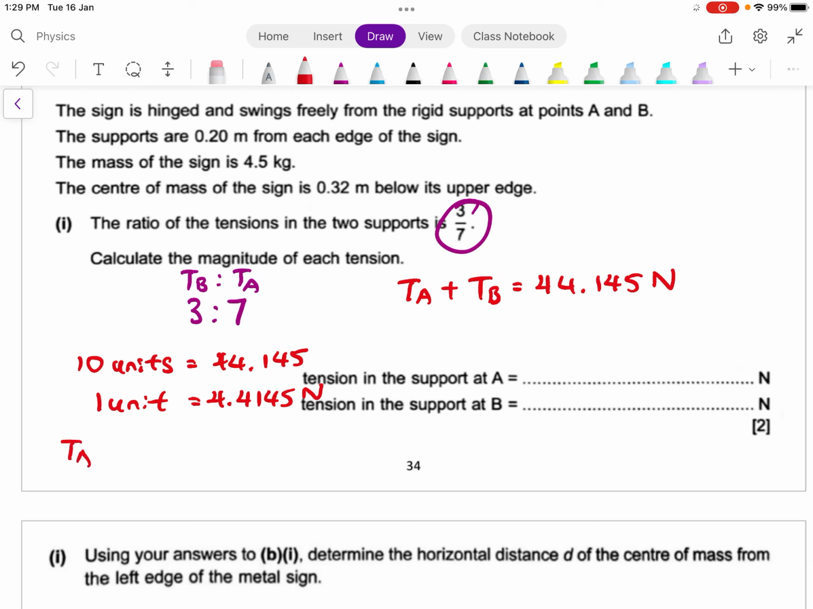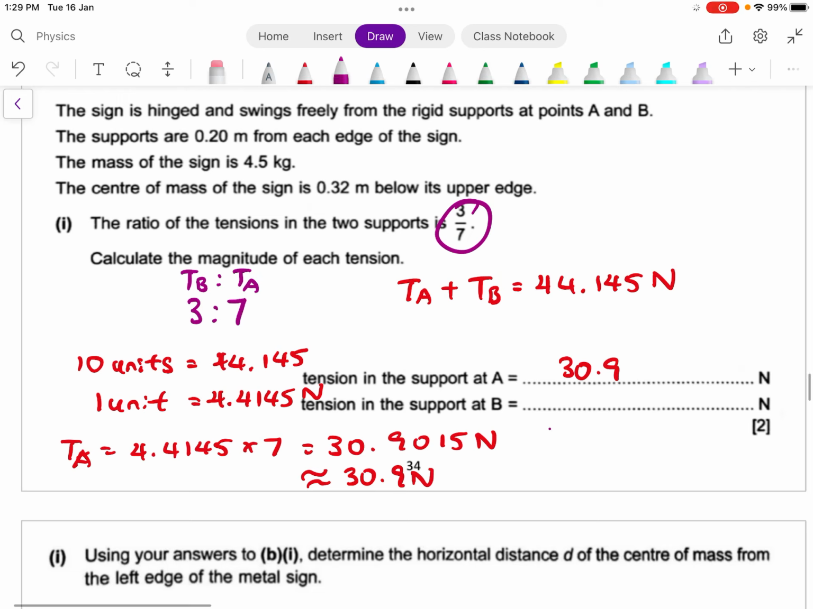So tension A is equal to 4.4145 times 7 units, which is roughly 30.9015 Newton. Of course you round off to 3SF, 30.9 Newton. So this is 30.9 Newton. Okay, what about TB? TB is simple. It's just 3 units, right?